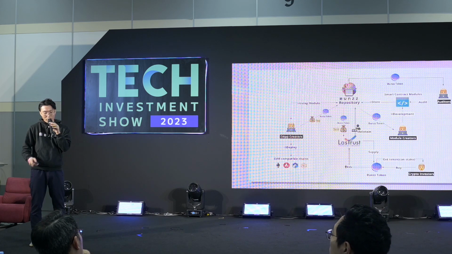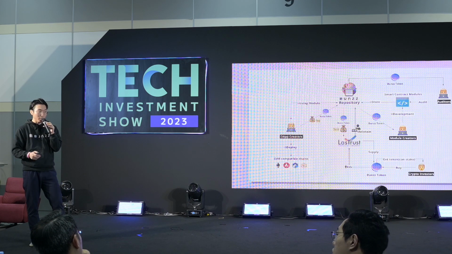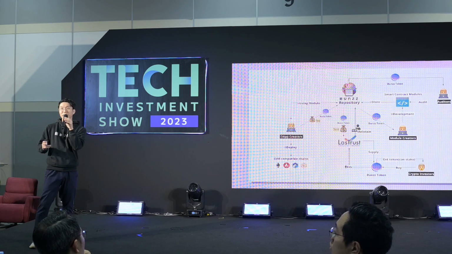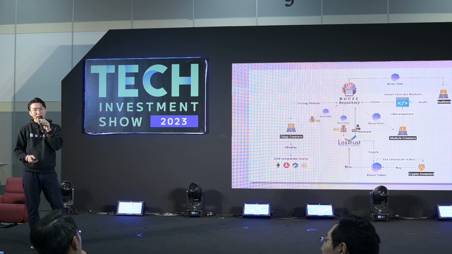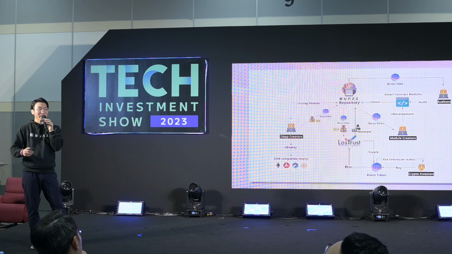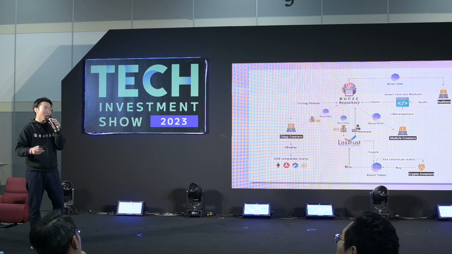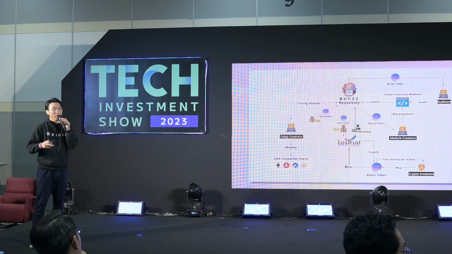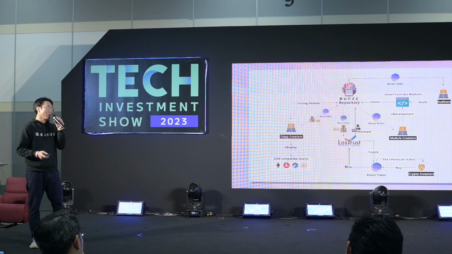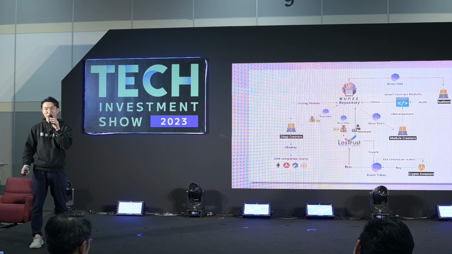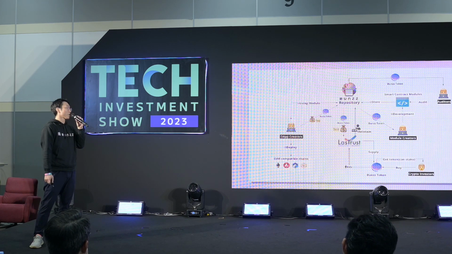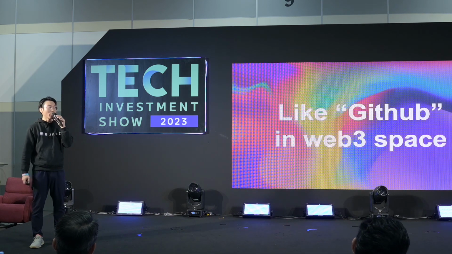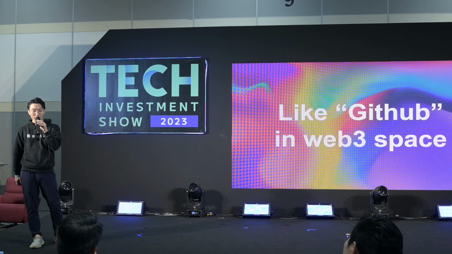So far, ordinary Web3 developers are keeping their smart contracts in GitHub, right? But in this case, they cannot earn anything from GitHub. But in this ecosystem, they can earn. So we can call this ecosystem a staking service for smart contract development. So this structure will make Bunzz like a GitHub in Web3 space.